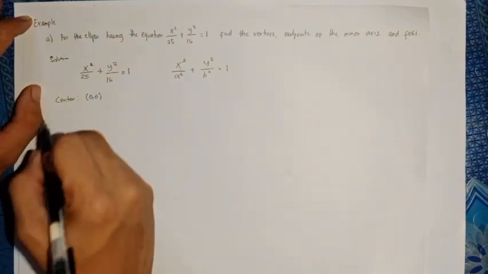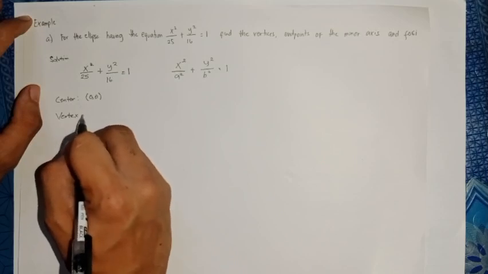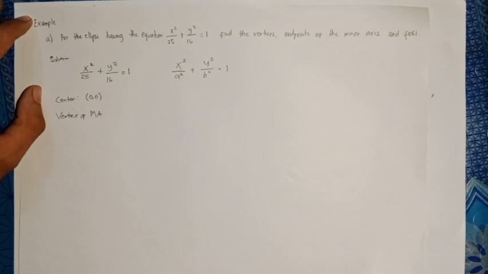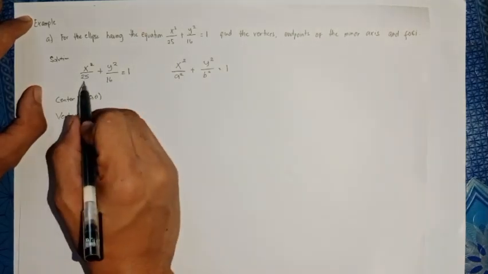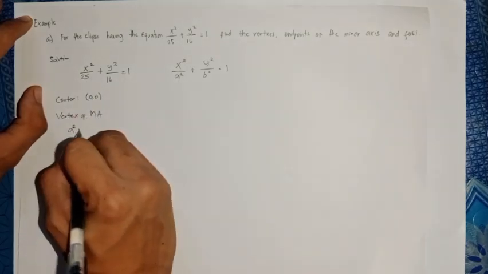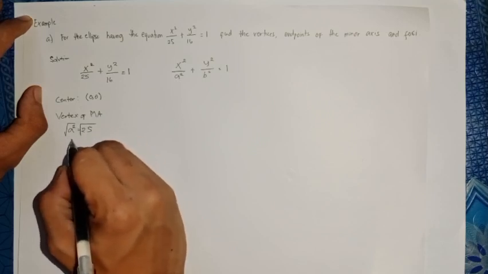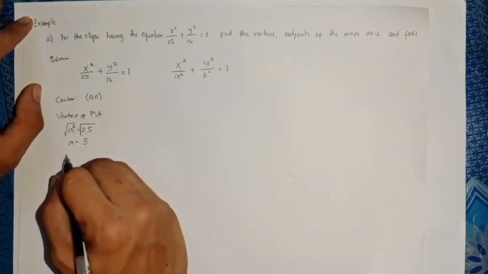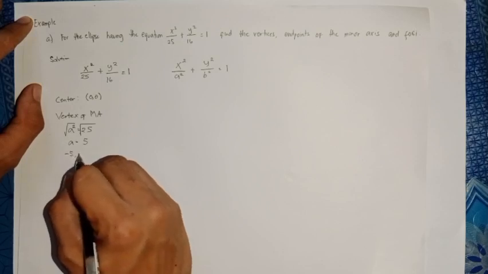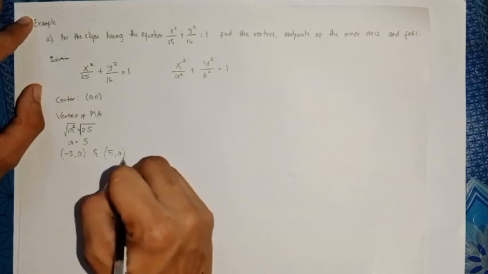Next, we will find the vertices of the major axis. Since our major axis is a, and a squared here is 25, therefore a squared is equal to 25. Square root of a squared, square root of 25, is equal to a is equal to 5. Therefore, our vertices of the major axis are (-5, 0) and (5, 0).